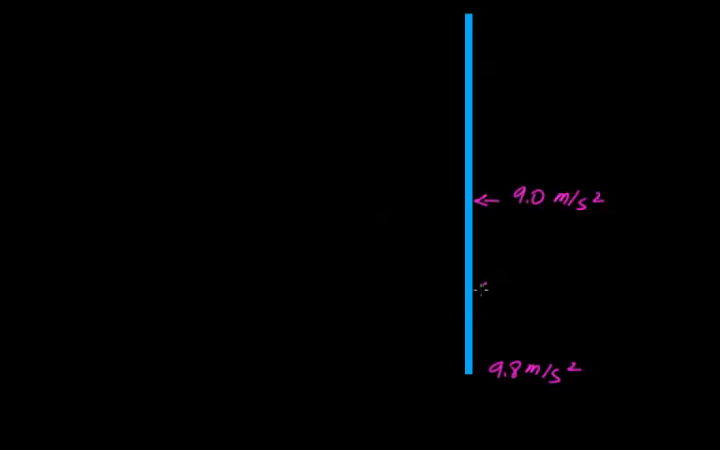Let's pick another point right here in the middle. Maybe it's 9.4 meters per second squared. If you go to another point here, maybe it is 8.6 meters per second squared, and at the top something like 8.2 meters per second squared. Now, clearly the pull of gravity on the lower part of my system is more than it is on the upper part. Again, this is the center of mass right here.